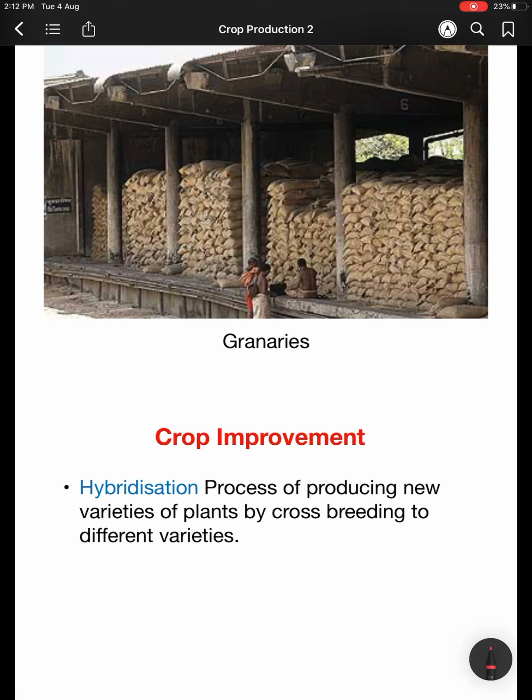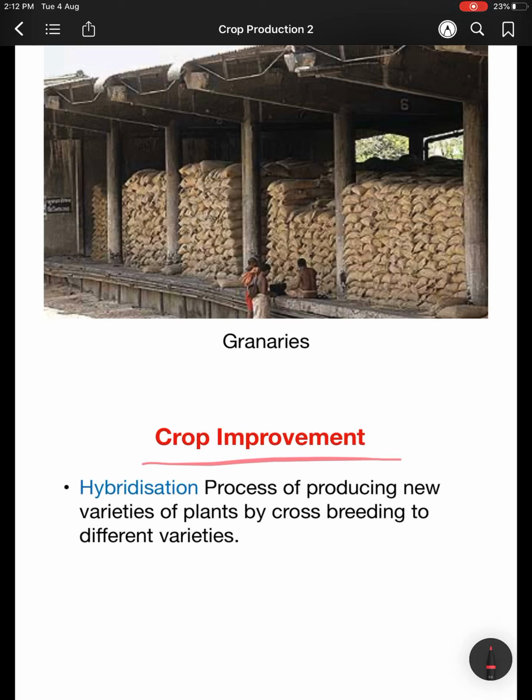Now these are the various steps in crop production. I hope it is clear to each and everyone. Now our next topic is crop improvement. As the population is increasing day by day, so to meet the requirement of the people, crop yield needs to be improved, means needs to be increased.